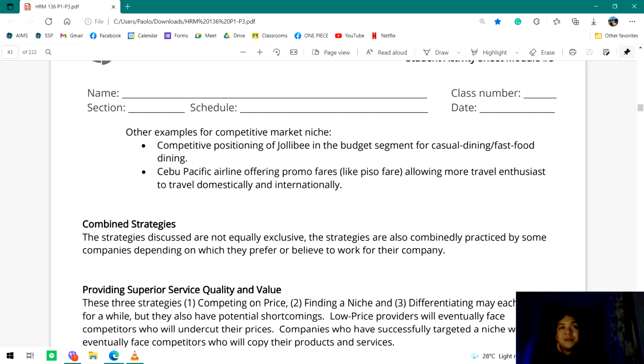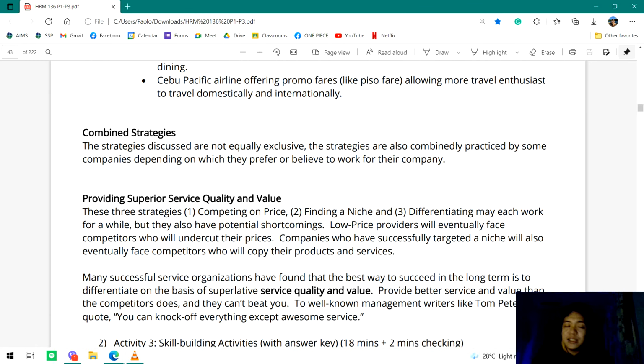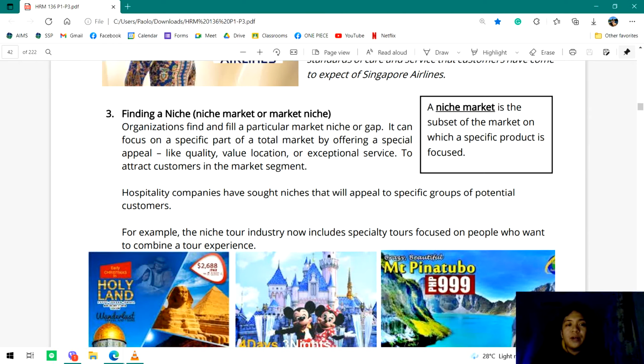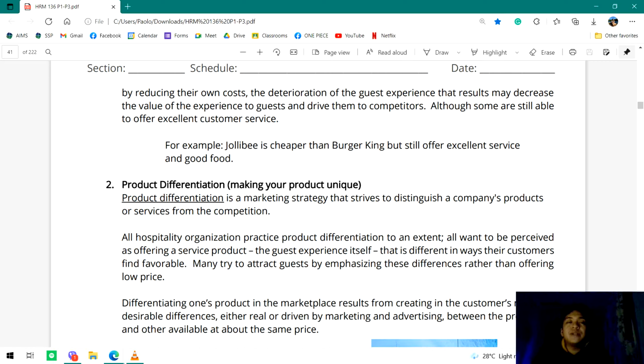Sometimes or oftentimes than not, niche market is very small or small groups lang sila. Small focus group. Like say for example, yung market ng iba't ibang cuisine. Ayan, niche market din yung tinatawag nila dyan. May specific demands, no? May specific needs. Ayan, nakalagay. These two combined strategies, pwede ka mag-combine from finding a niche into product differentiation.